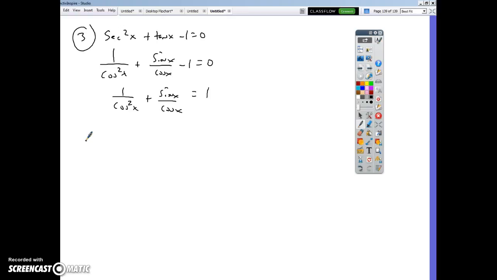Yeah, but what I'm thinking is that's different. Nothing wrong. Oh, maybe not. Okay, so let's try this out. So cosine x, this becomes sine x cosine x over cosine squared x equals 1 over cosine squared x.